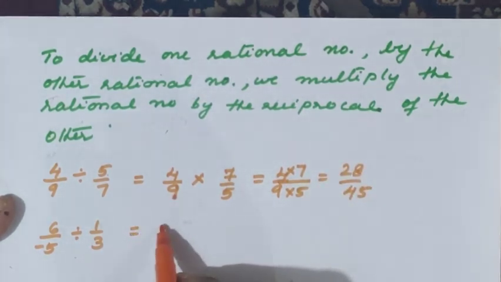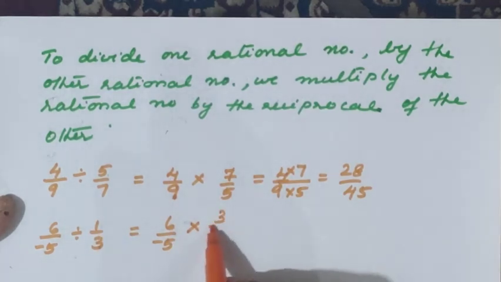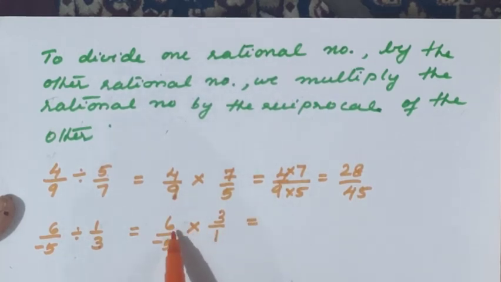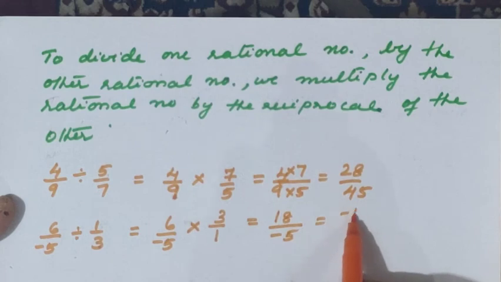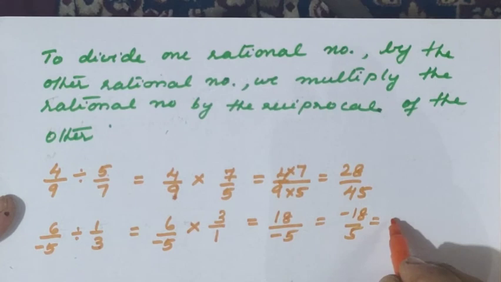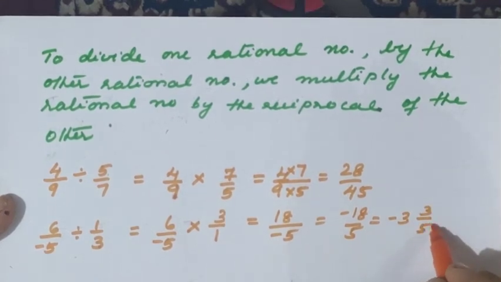Now what is the next rule? 6 by minus 5, there is no change. We should change the division to multiplication after taking the reciprocal of the second. So 1 by 3 becomes 3 by 1. Again nothing we can cancel. Now it's the multiplication rule. What is the multiplication rule? Numerator into numerator, that is 6 into 3, 18. Next minus 5 into 1, it is minus 5, or we can write minus 18 by 5, and you can go for the mixed fraction, that is minus 3, and 3 fives are 15, balance 3 only, so it is 5 here.